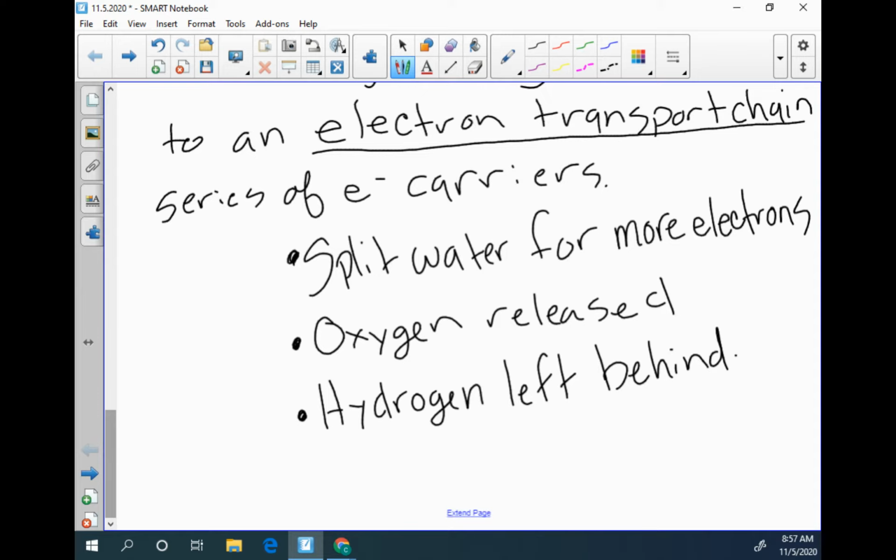How are we doing? That's step 1. So far, we have had a photon of light, or just light in general, hit photosystem 2. Photosystem 2 has raised the energy of some electrons and passed it to an electron transport chain. While doing this, it also split a molecule of water, released the oxygen because we didn't need that, and left the hydrogen behind.